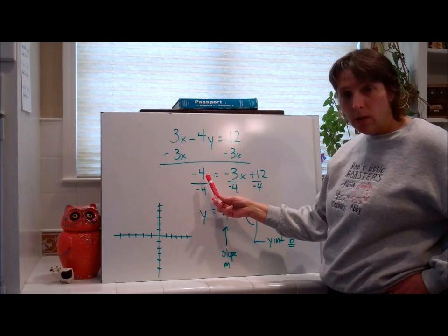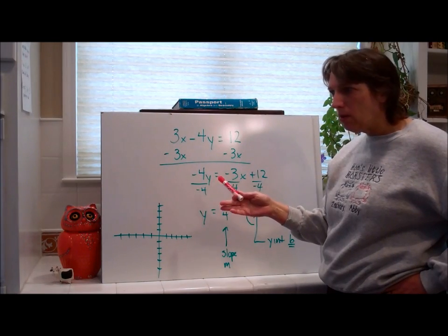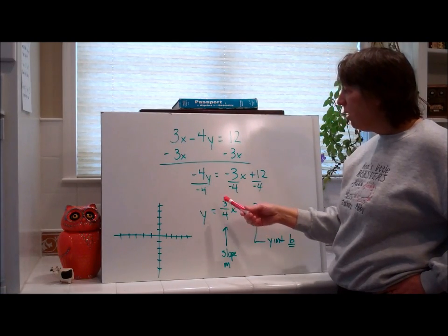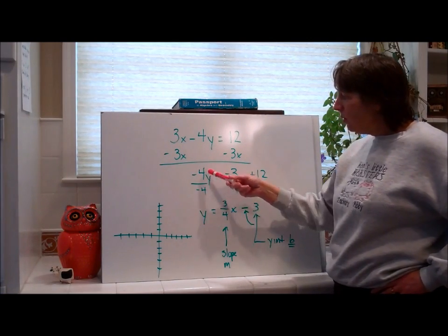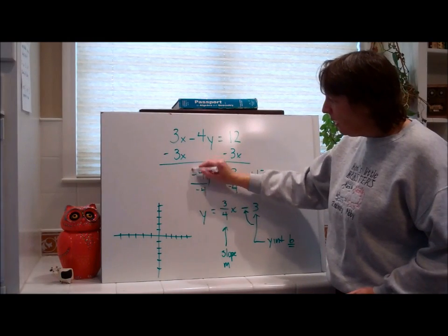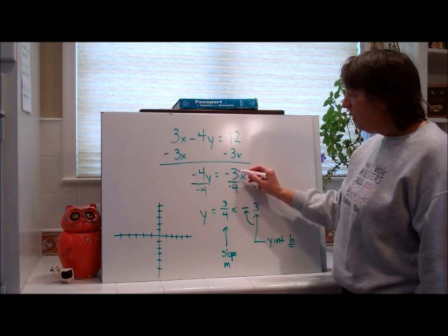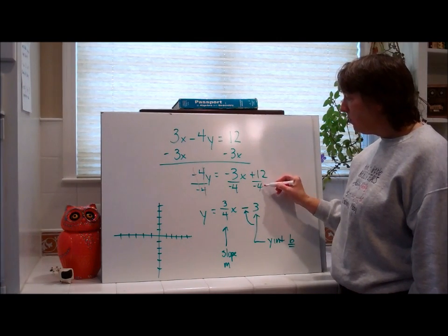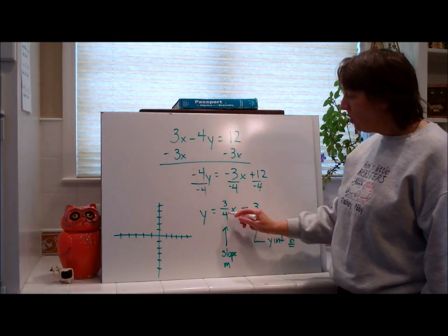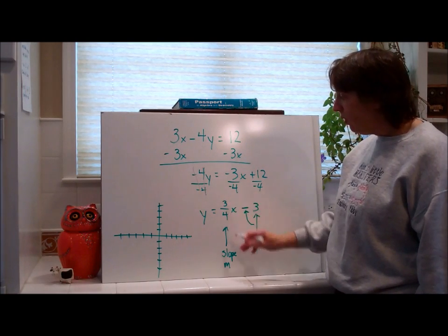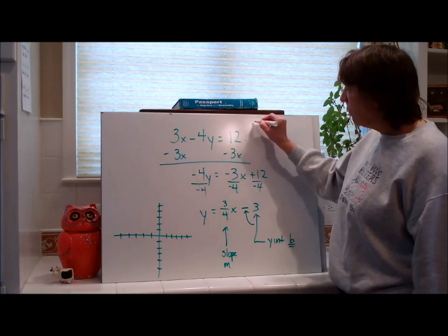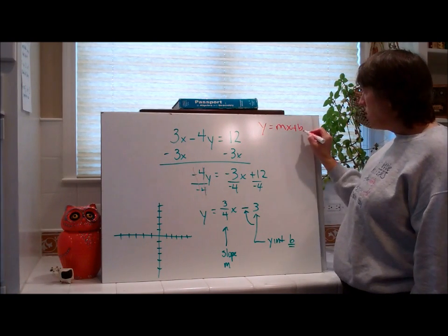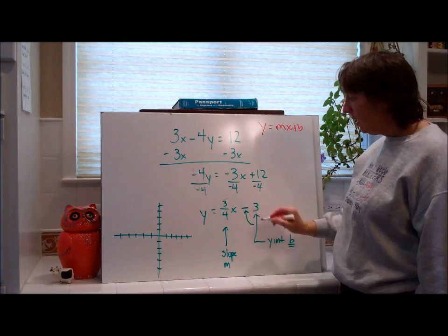And I'm manipulating. You should be able to do this at this point. Manipulate the equation to the way you want it to look. So I'm going to divide both sides, everything, by negative 4. When I do that, this cancels and becomes positive 1y. Negative 3 divided by negative 4 becomes 3/4 x. Positive 12 divided by negative 4 is negative 3. So my slope is 3/4, because that's the m, and my y-intercept is b, and it's negative 3.